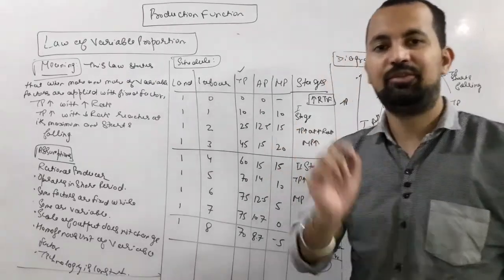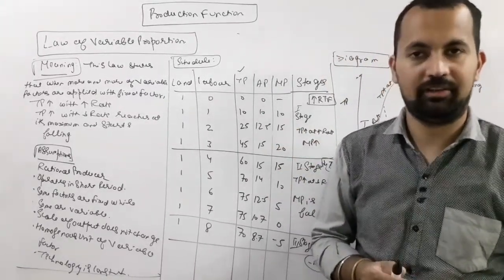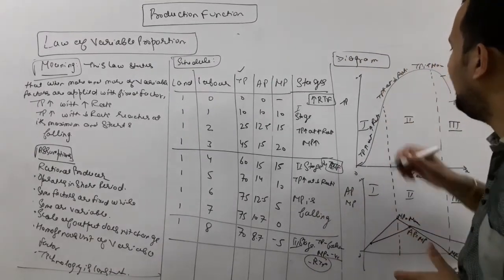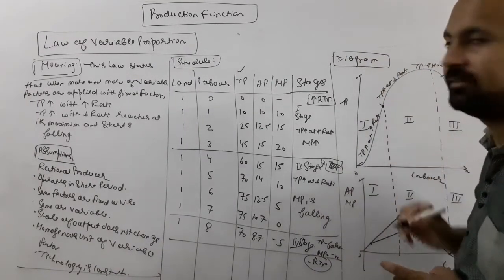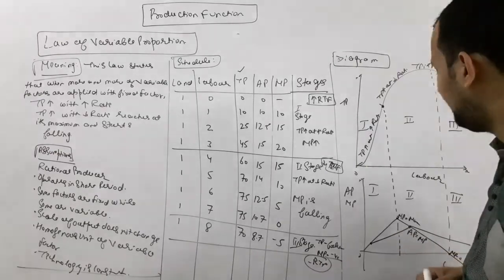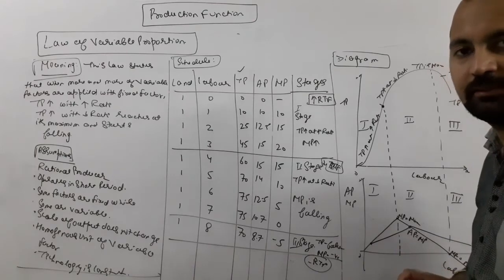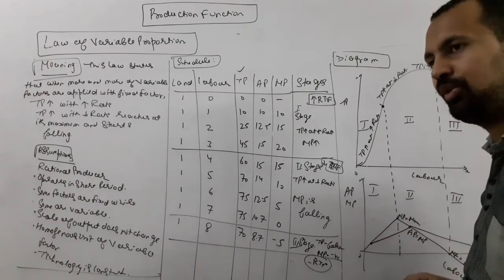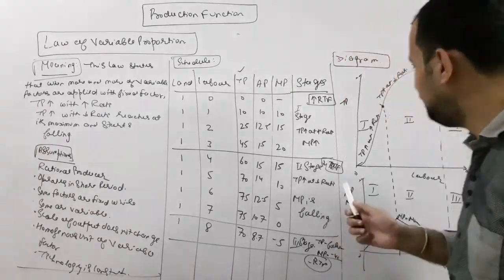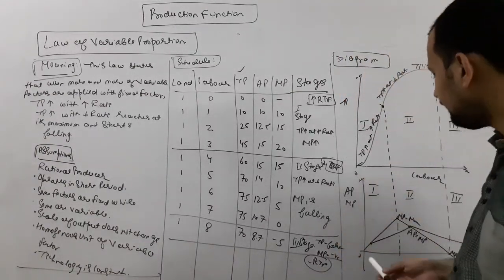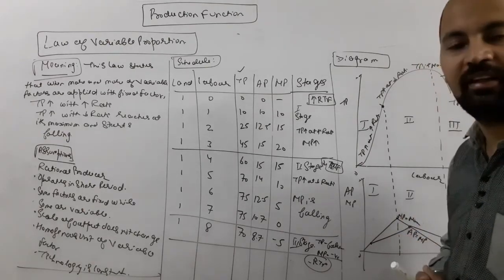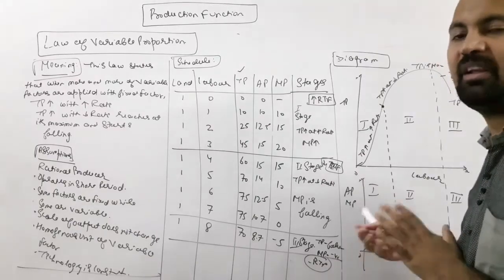First is stage 1, that is increasing return to factor. In that you will write down TP is increasing at increasing rate, and TP changes its rate from increasing to diminishing. Second, MP is rising and reaches its maximum. Next, AP is also rising and is below MP. This is the explanation for the first stage. I am repeating again: TP is increasing at increasing rate, MP is rising and reaches its maximum, AP is below MP. Stage first ends where MP is maximum.